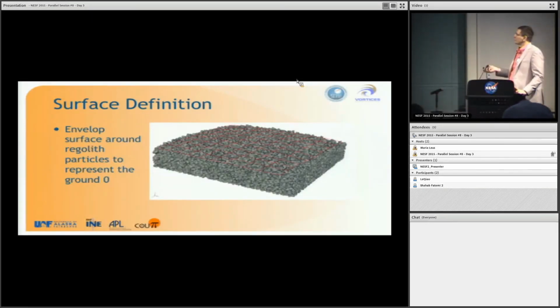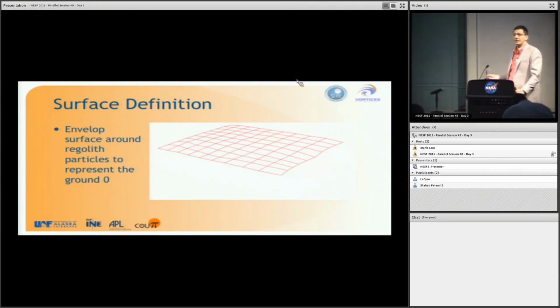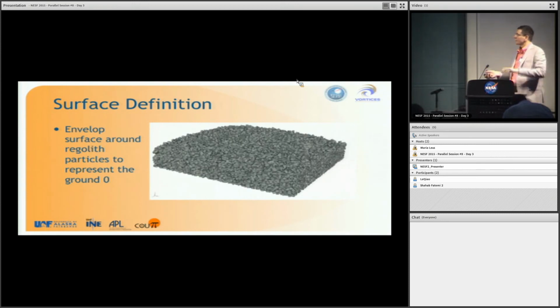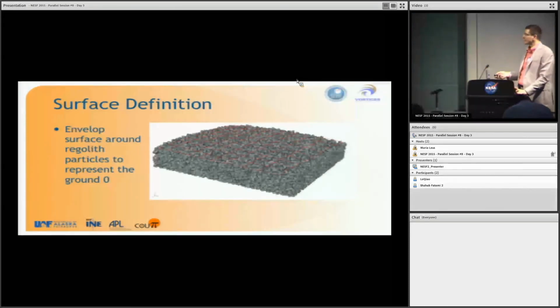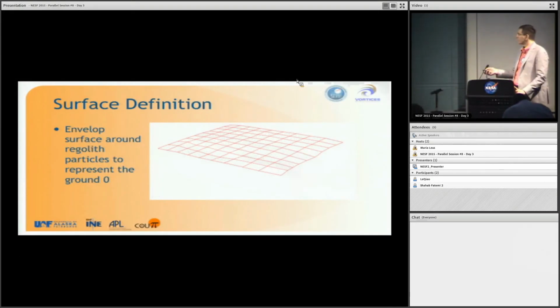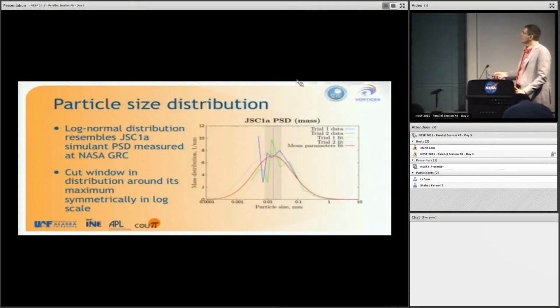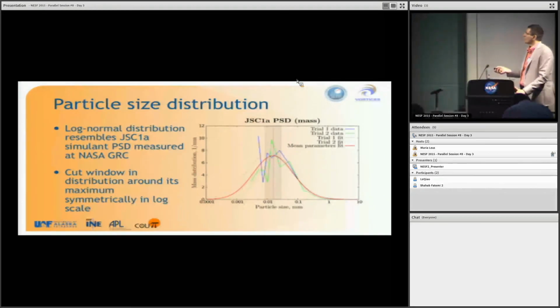Another challenge was determining where to calculate the distribution from, since the surface is not even. So we envelope the surface around the regolith to represent the level from which we start calculating the depth. For the particle size distribution, we used the JSC-1A simulant data from Glenn Research Center.